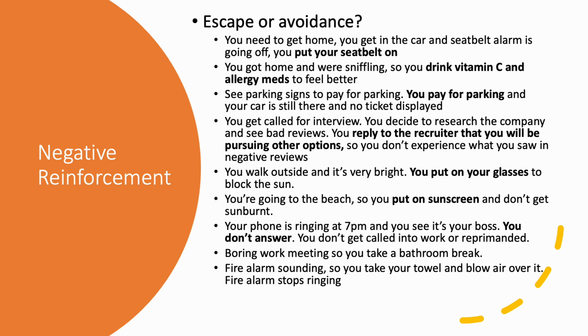I came up with some examples of different contingencies, and I want you guys to decide whether these are escape maintained behaviors or avoidance maintained behaviors. So example number 1, you need to get home. You get in the car and your seatbelt alarm is going off. You put on your seatbelt. What happens after you put on your seatbelt? The alarm goes away. What do you guys think? Is this escape or is this avoidance? I'll wait a few seconds. You guys can pause your videos and try to answer this example.